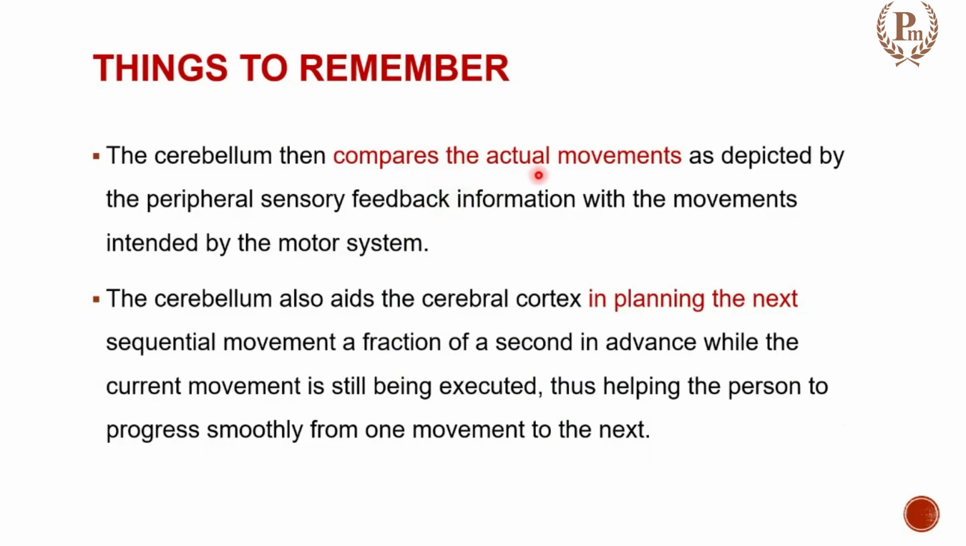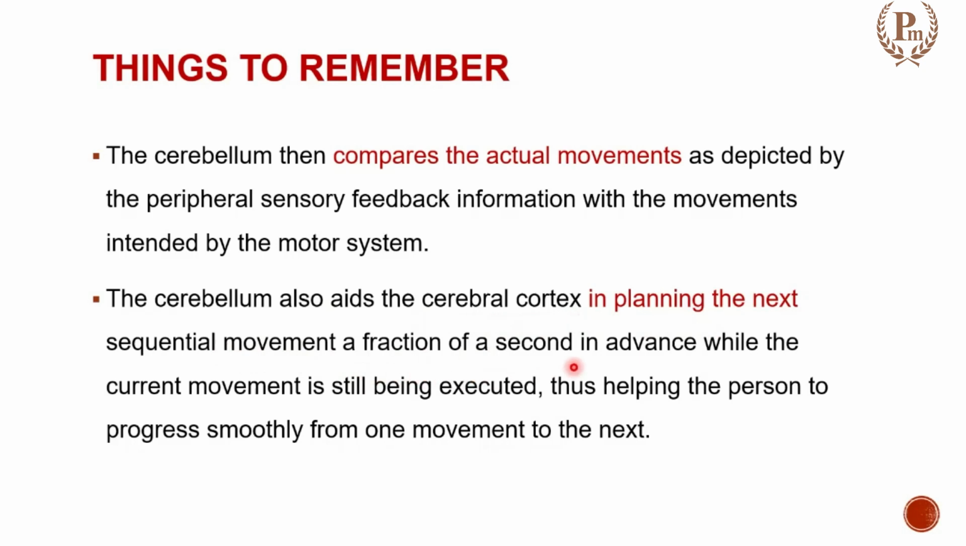So it compares it with the plan. What was the planning for this movement? It receives a copy of that. Plus, it also receives a copy from the spinal cord that this was the actual movement. So it compares these actual movements, as depicted by the peripheral sensory feedback, with the movements which are intended by the motor system. It compares, it corrects. So the cerebellum also aids the cerebral cortex in planning the next sequential movement.